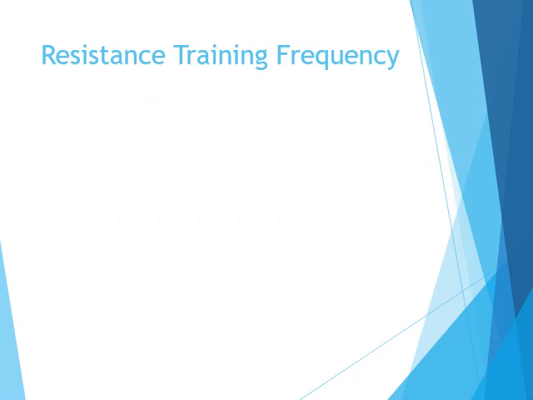So now, resistance training frequency. Again, we talked about this a little bit. It's really going to be based on the season. In the off season, typically somewhere between 4 and 6 resistance training workouts. It can go down to 3, which is usually what you do if you're working total body.